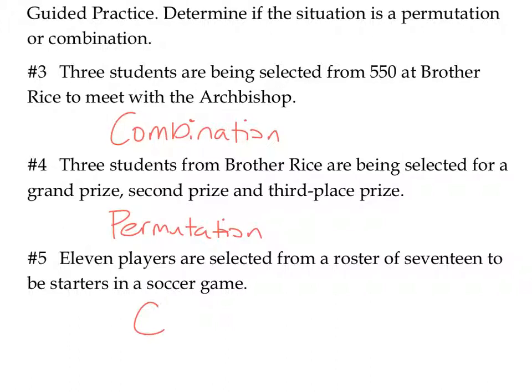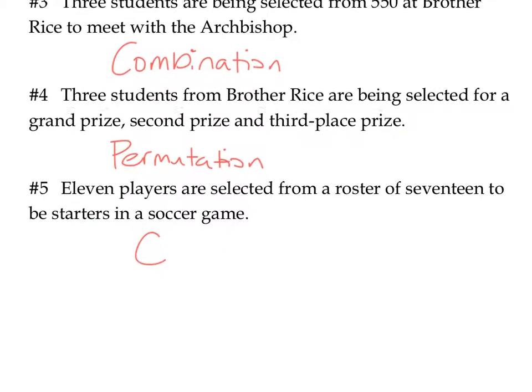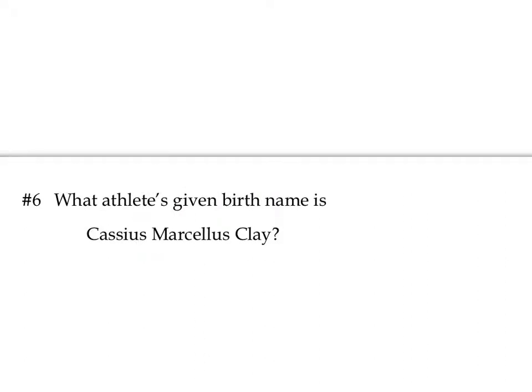So you're starting to see an idea here of how we can figure out whether order matters or not. That's the biggest thing to look for when we're calculating a combination or permutation. Now let's talk about how we can actually solve these.